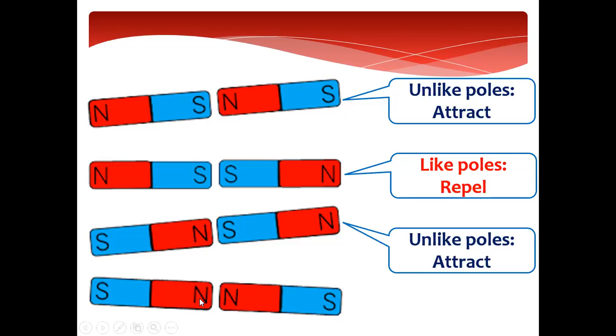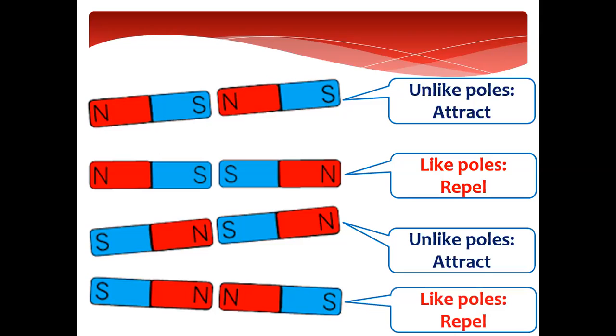South, north, north, south. Here the two which are beside each other. Are they unlike or are they like? No, they are like. They are the same as each other, so they will be repelled. So unlike poles means opposite poles, they will attract, like the south and the north. Like poles, which are the same as each other, south and south or north and north, will be repelled. They will go away from each other. They will not be stuck.